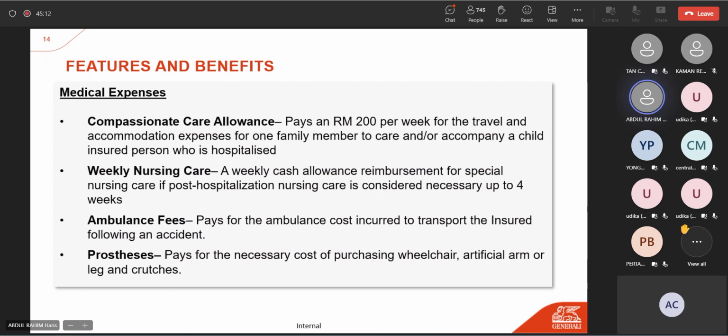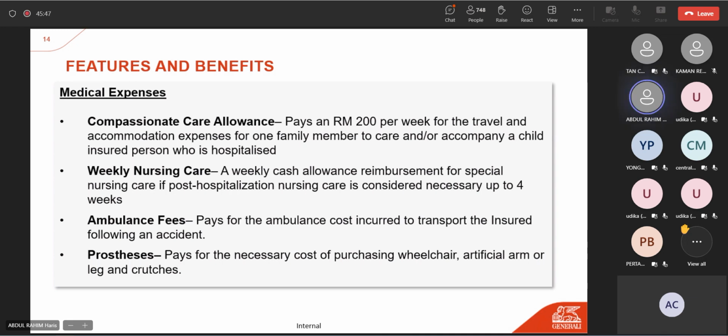Weekly nursing care. This is a weekly cash allowance reimbursement. The limit again depends on the plan that you purchase. So this pays reimbursement for special nursing care if required after discharge from hospital. That means you need to have weekly nursing care at home, and it pays up to 4 weeks. Obviously, we need a doctor's certification that this nursing care is required after discharge.